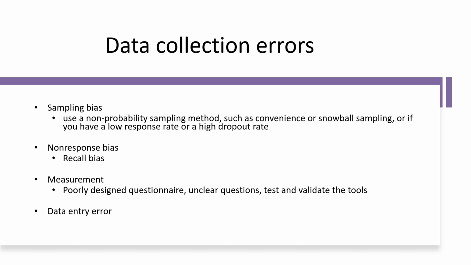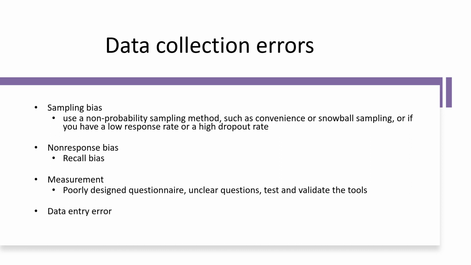So data collection errors can occur either from the interviewer itself, the respondent, or the instrument that you're using, or even the data collection method. So you can have sampling bias. If you use a non-probability sampling method, such as a convenience sample, it's not systematic, so you can have biases there. If you have a low response rate or a high dropout rate, that would also affect your study. We talked about it when we talked about cohort studies. If the dropout rate in the exposed compared to the unexposed is different, then that would affect your comparison.